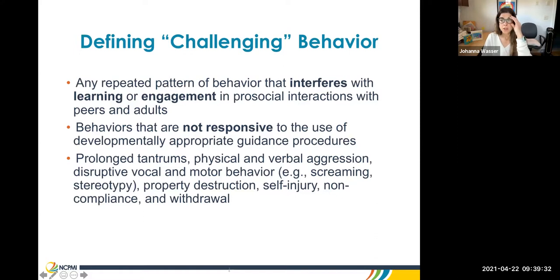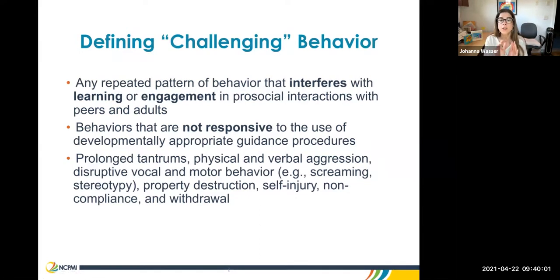Okay, so we're gonna move through this as far as what is challenging behavior. This comes strictly from PTR-YC, which is a derivative of pyramid model. So this probably looks really familiar to you. We define challenging behavior as any repeated pattern of behavior that interferes with learning or engagement, right?